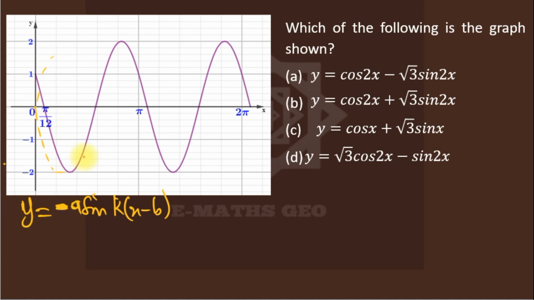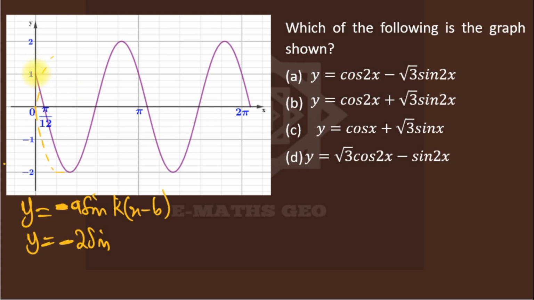So the graph of this must be minus A sine. And from here, you see that our A, as you can see, our minus A is 2. So we have minus 2 sine. So remaining K. And how do you get K? We get it using our period. So what was the period?